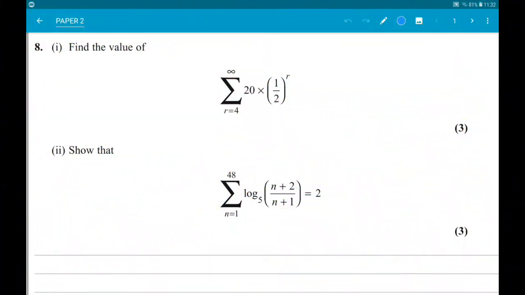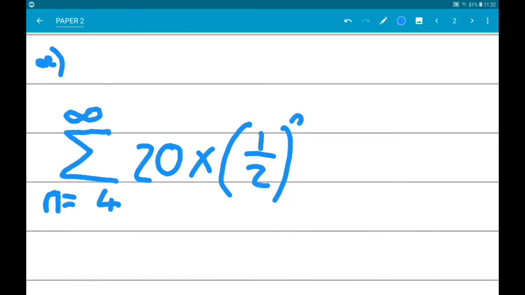Number 8a. Find the value of the sum from r is 4 to infinity of 20 times 1/2 to the power r. Alright. So, what this is, it's an infinite sum of a geometric series. So, I've rewritten it using n instead of r, because we need r in the geometric sum. It's really annoying that they use r in the question. They also did this in paper 1. Stop doing this, Edexcel.